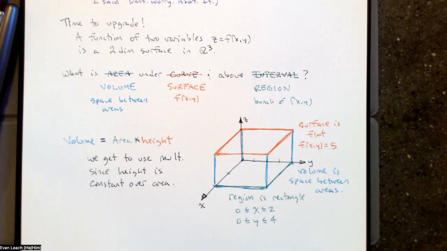I guess the volume here would just be 2 times 4 is 8. That's the area of the floor. And it's the same all the way up. So times the height 5. So 40. Any questions?